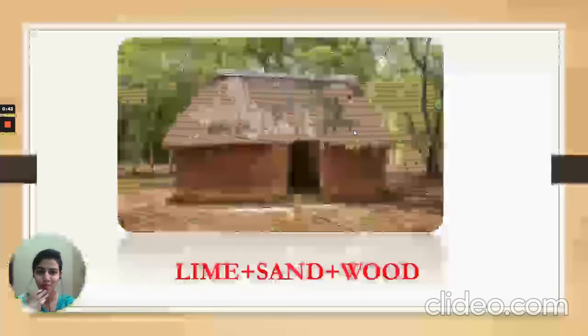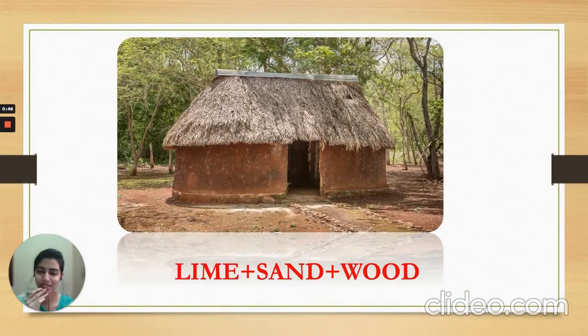So, to begin with, can you all take a look at the picture displayed? What do you see in this picture? It's a simple house, right? Yes. So during the ancient period, houses used to look like this. It will be very simple, not like the apartments or the big bungalows that we see today. Houses during the ancient period were made up of three materials. What are they? Lime, sand, and wood.